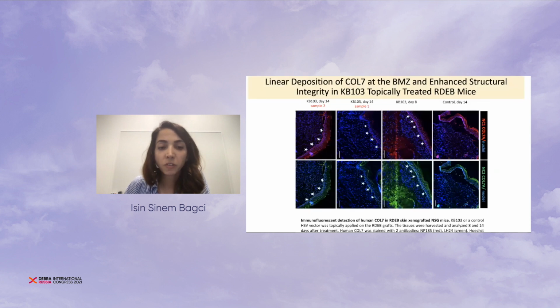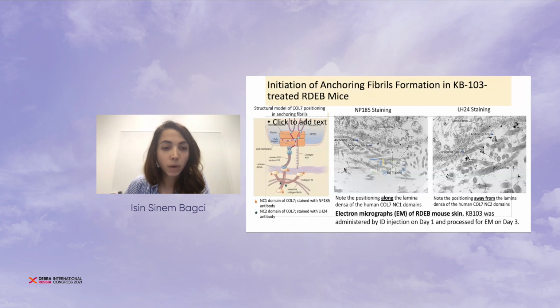The biopsies from the grafts show collagen 7 expression at the basement membrane with NC1 and NC2 domains, as opposed to the control grafts where no collagen 7 was expressed, and also the control grafts blistered. Finally, immunoelectron microscopy showed NC1 and NC2 domains of collagen 7, NC1 exactly here, and NC2 in the dermis, and also the beginning of anchoring fibril formation between the two domains of collagen 7.